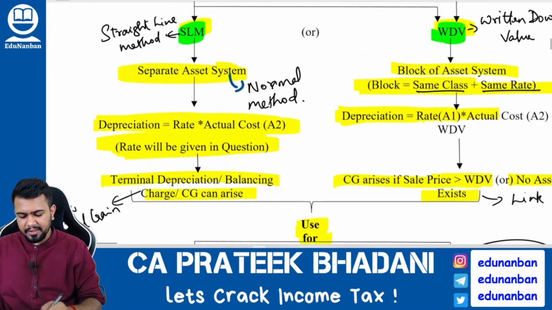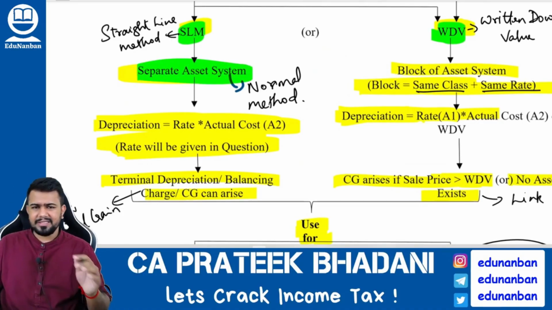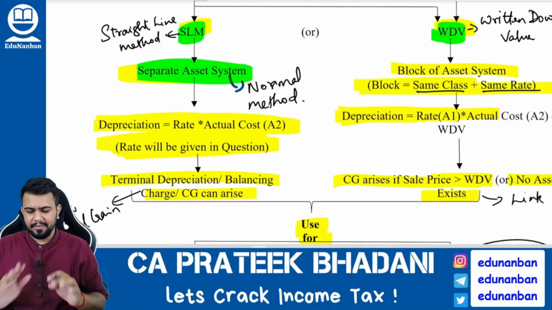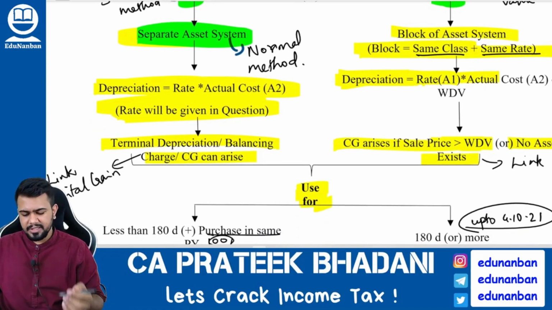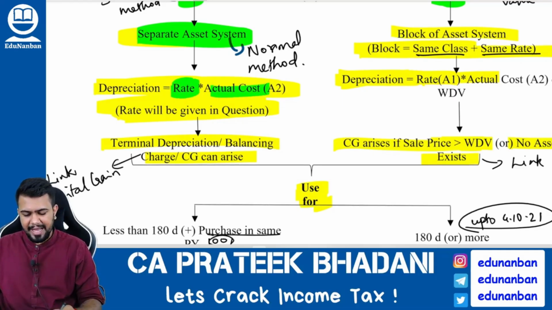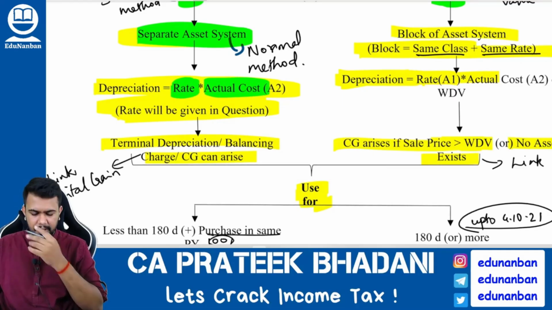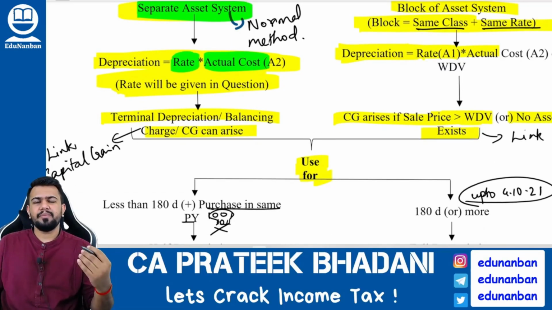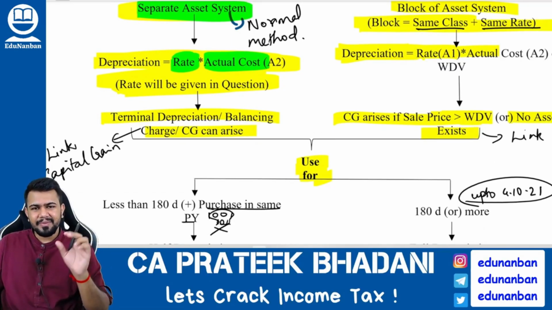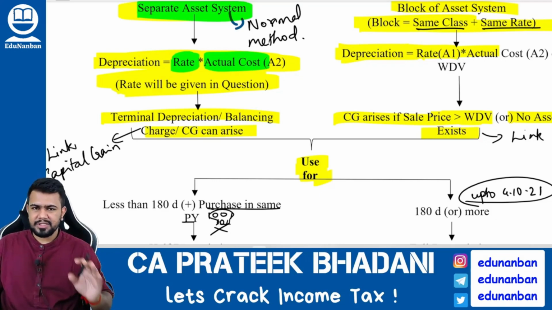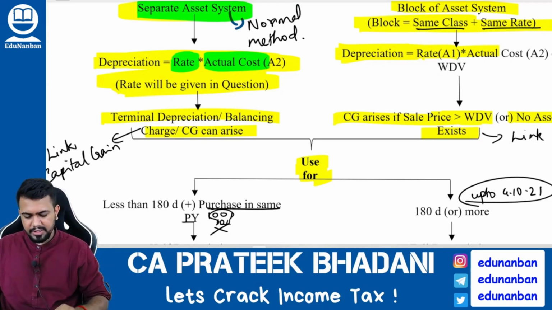Now in straight line method, it is a separate asset system, which means depreciation is calculated for each and every asset separately. Then how to calculate depreciation? Very simple. Depreciation is equal to depreciation rate multiplied by actual cost. However, since straight line method is not a very popular method, you need not memorize the depreciation rate. The institute will give it to you in the question itself.